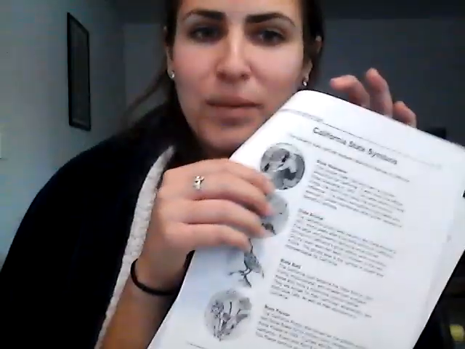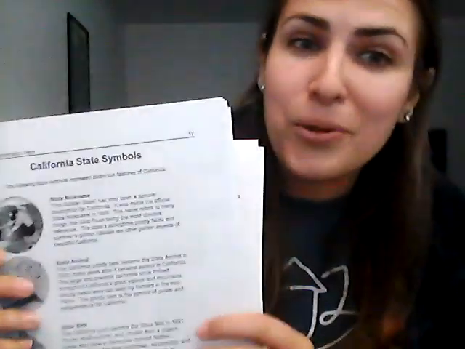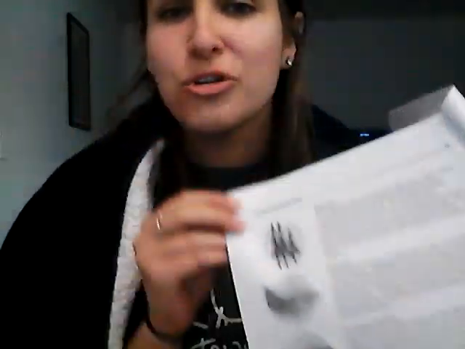Before you jump into this project, I encourage you to take a look at the California symbols and the California seal. In your packet, you'll find a page with descriptions about the California seal and what it symbolizes. The next page has information about California's symbols, for example, the state animal, the state bird, the state insect, and the state tree.